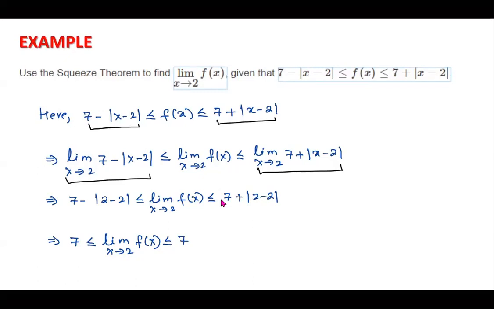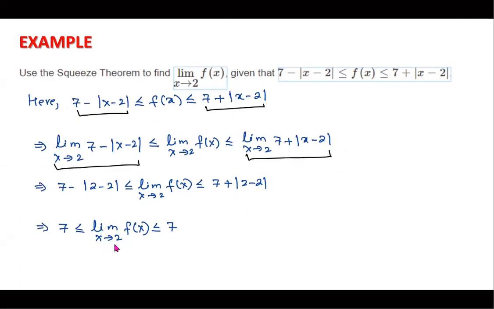If we look at this carefully, you'll see that the limit as x approaches 2 of the function is greater than or equal to 7 and less than or equal to 7. The meaning of that is, in fact, it is 7. On the lower end, it is 7. On the upper end, it is 7. So this is guaranteed by the squeeze theorem. So we can write that by the squeeze theorem, the limit as x approaches 2 of that function is also equal to 7.